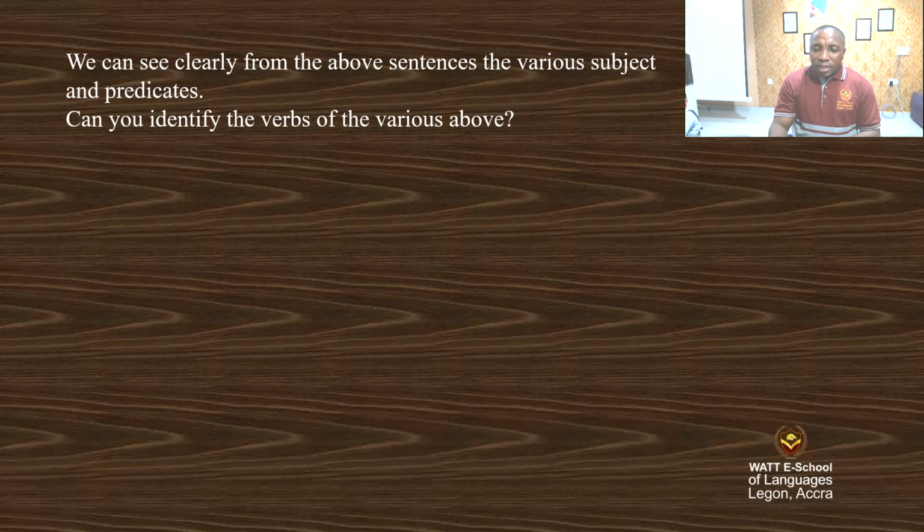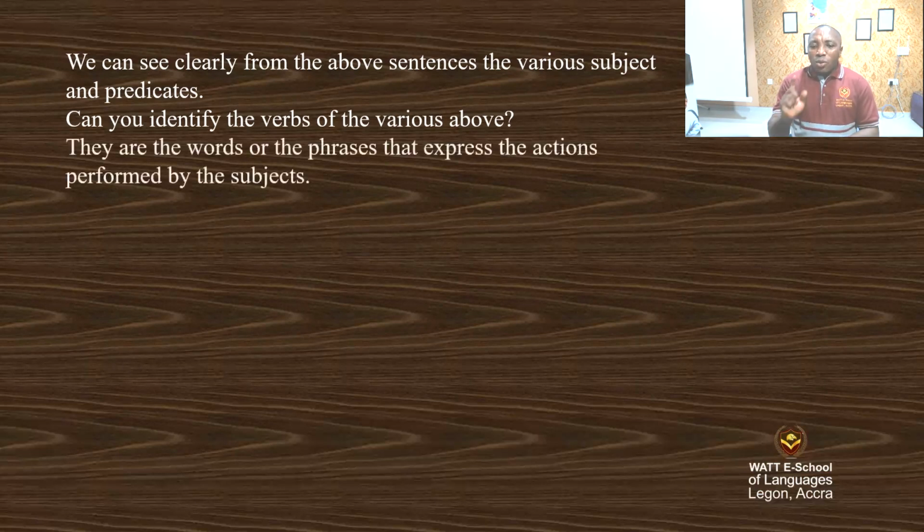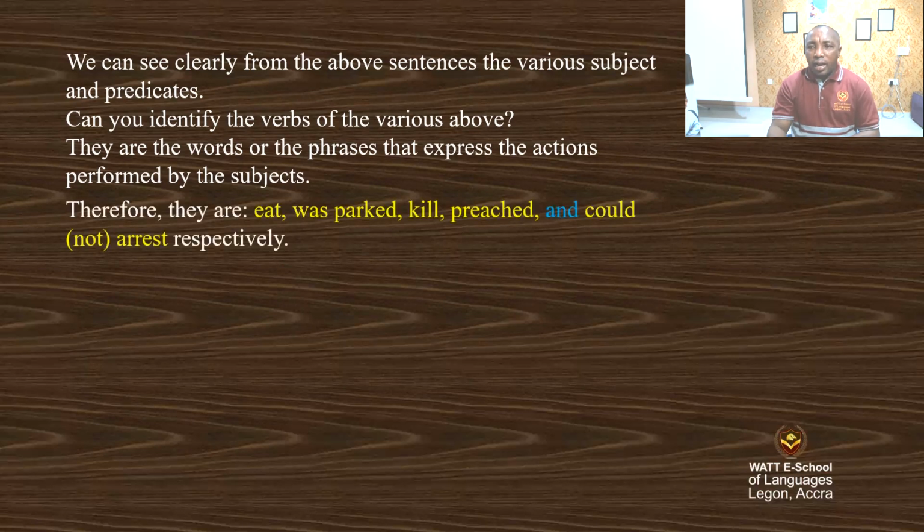Now, let's have a look at this. They are the words or the phrases that express the actions performed by the subject. So when you take the subject, the words that follow are the words that express the action performed by the subjects. Therefore, in the sentences, they are: was parked, kill, preached, could not arrest, respectively, based on the arrangement of the sentences. So these are the verbs that express the action performed by the subject.